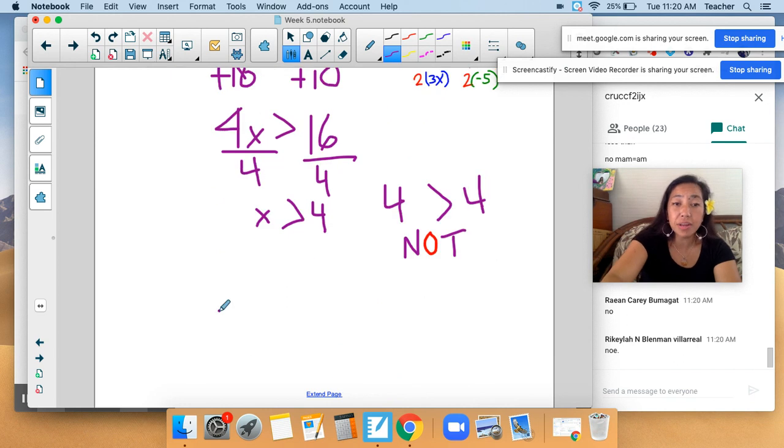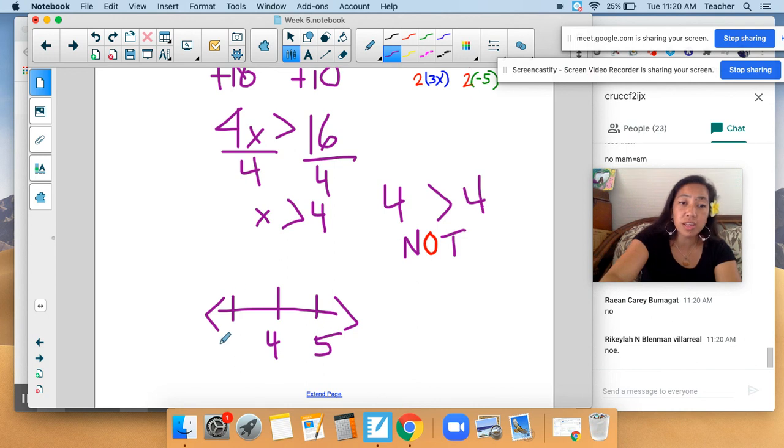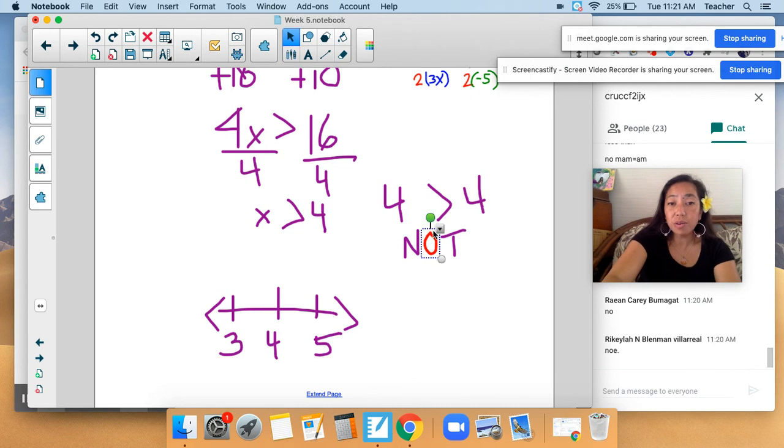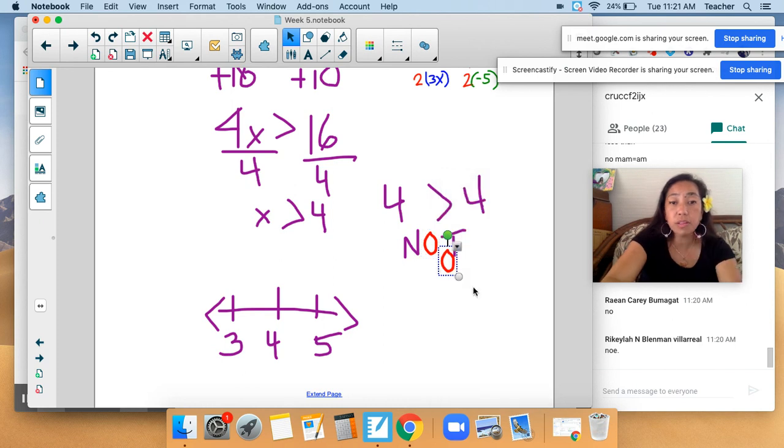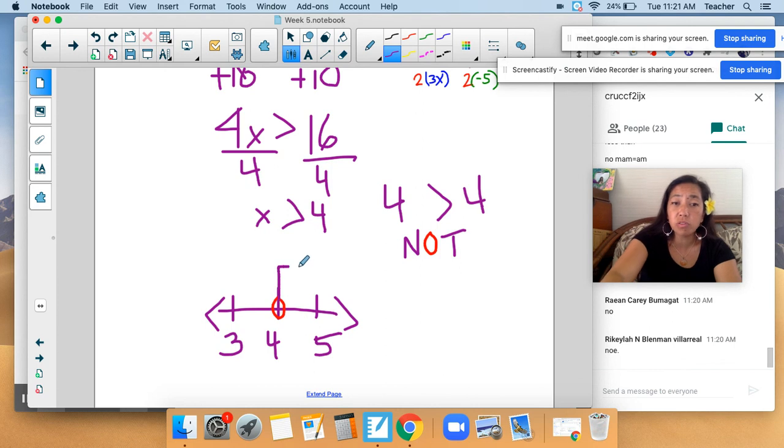And then we can graph it, right? My line here. This is going to be my 4. This is going to be my 5. This is going to be my 6. Just kidding, it's smaller, so it's a 3. All right. So we're going to take this. It's not part of the solution, so we clone this guy. It's going to be our open circle on 4. This 4 is not part of our solution. And it is greater than. X is greater than, so we are going to go to the right.